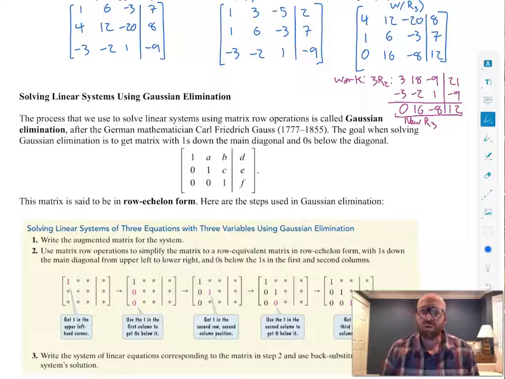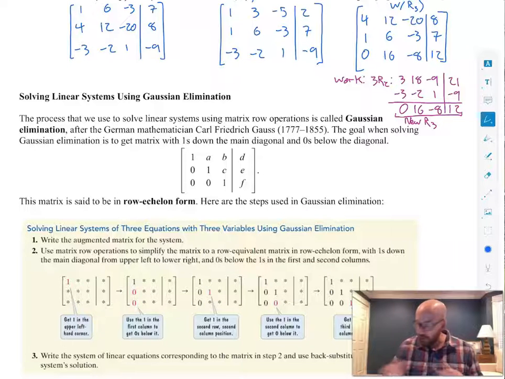Okay, so we've looked at how to take a system and write it as an augmented matrix. We've looked at some examples of row operations. How do we manipulate rows? We can do swapping. We can multiply a row by any constant that we want. We could add rows together. So let's talk about how to pull these new tools together to solve a system.